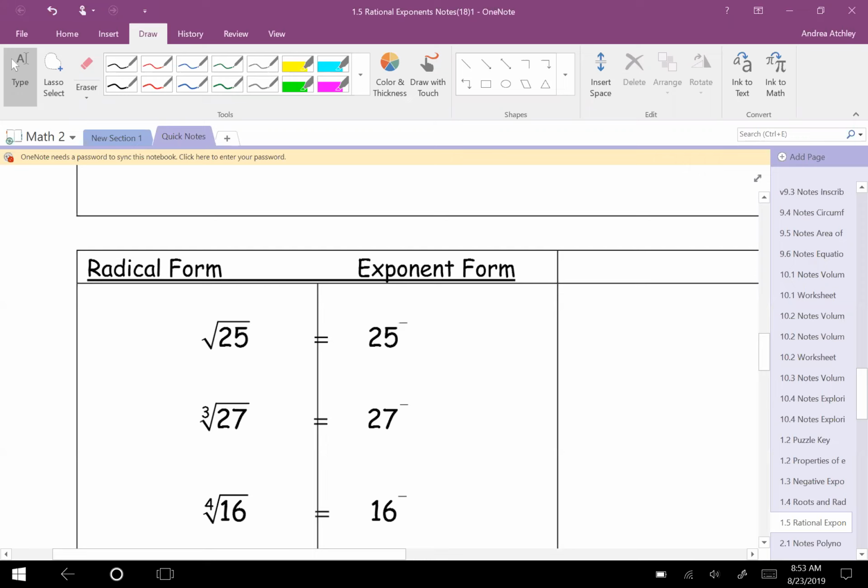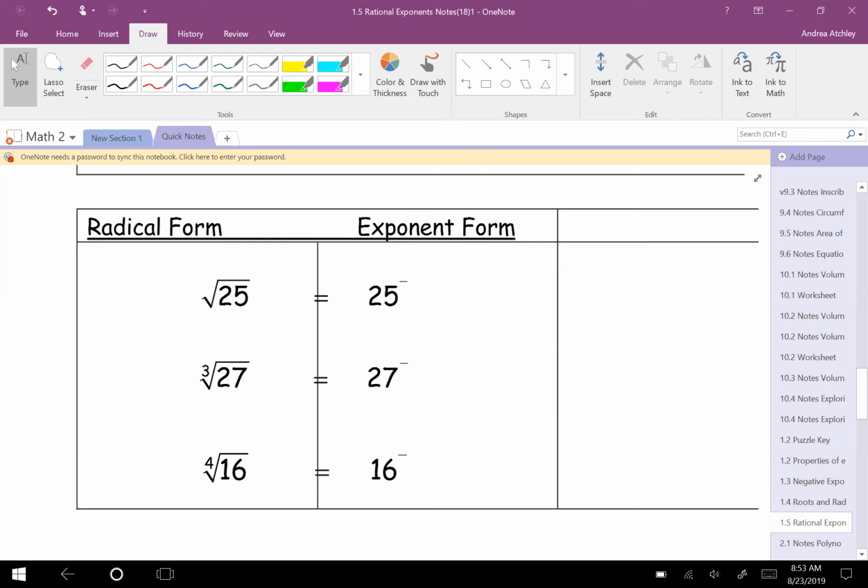Okay, so we have two different ways to write this same operation. We have radical form and exponential form.